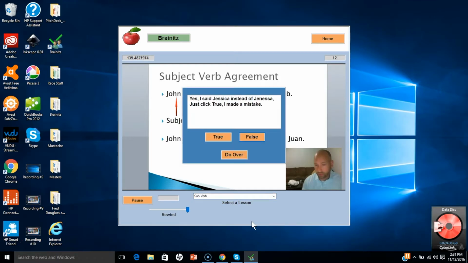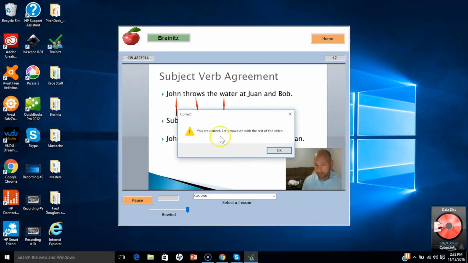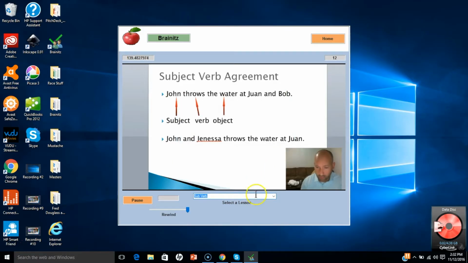Throws. The water at Juan. First off, let's make this easier and take out our prepositional phrase. At Juan. At, remember the bunny goes blank the box? Think of that sentence, and any word that goes in that blank is probably a preposition.